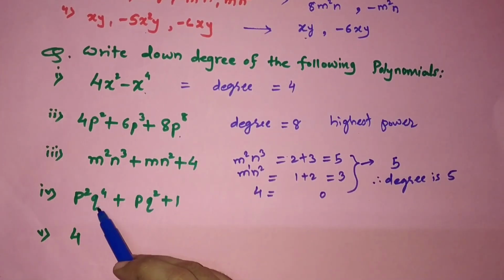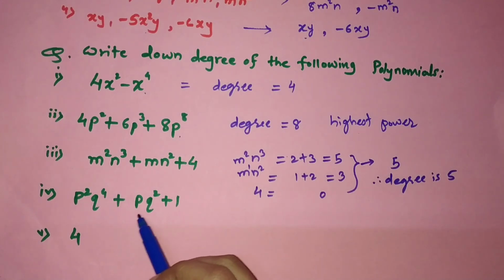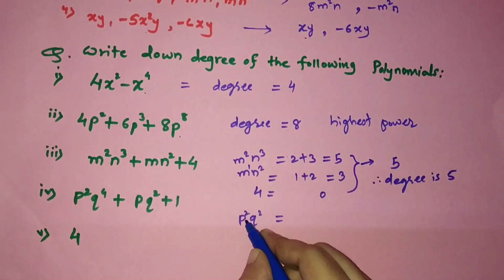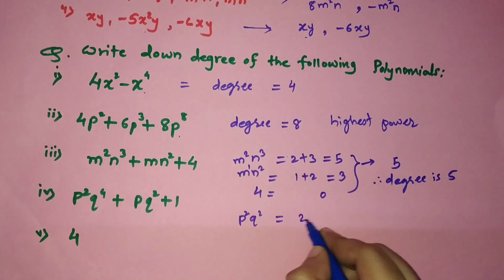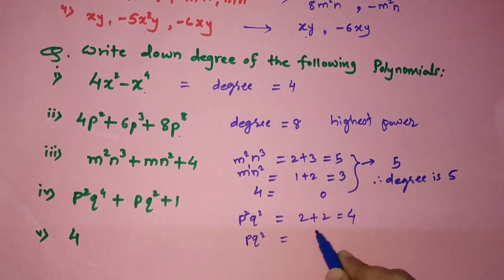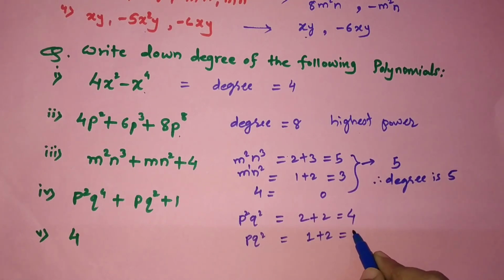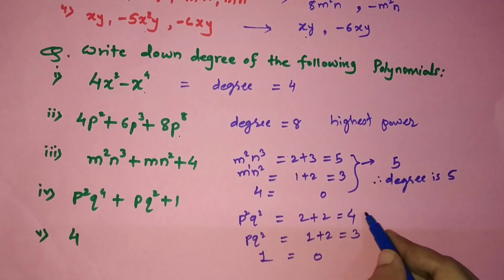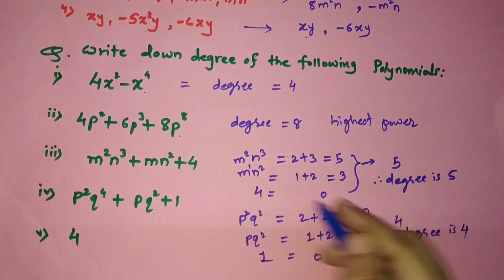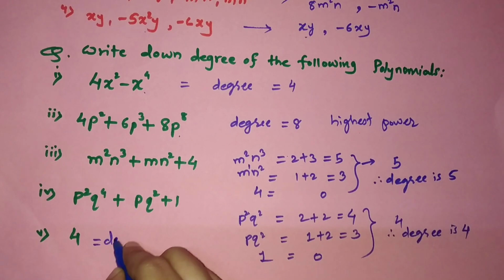So next one is p square q to the power 4, plus pq square, plus 1. Again here 3 different terms are there, so we will check all 3 terms. Here p square, q square, so the power is 2 plus 2, which gives 4. Here pq square is there, so 1 plus 2 is again 3. And next one, 1. So 1 is a constant, that is 0. So the highest among these is 4. Therefore the degree in this case is 4.